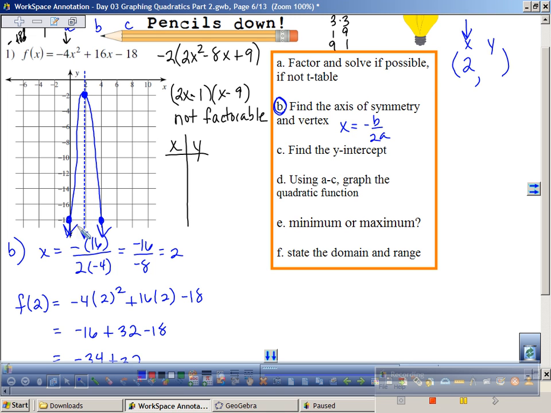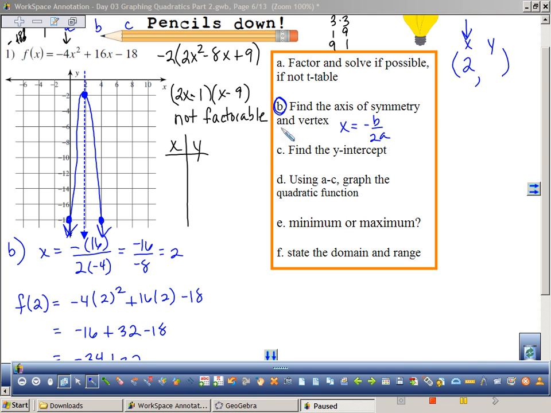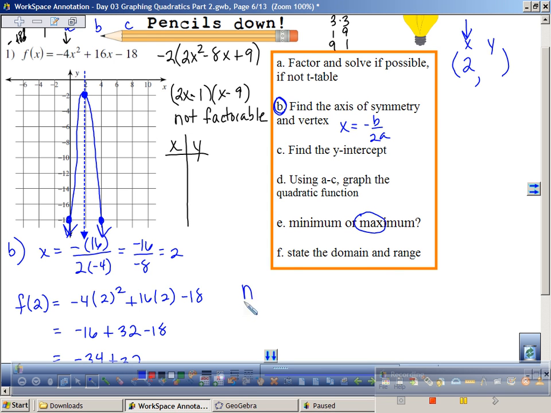It's really skinny. Does that make sense? Always think about what makes sense. All right, so we found the y-intercept. We found the axis of symmetry. We graphed it. Minimum, maximum. Is this a min or a max? It's a max. Good. State the domain and range.